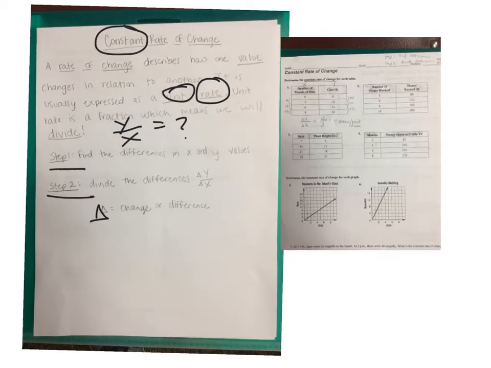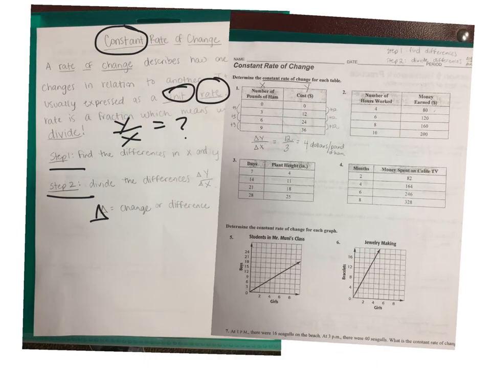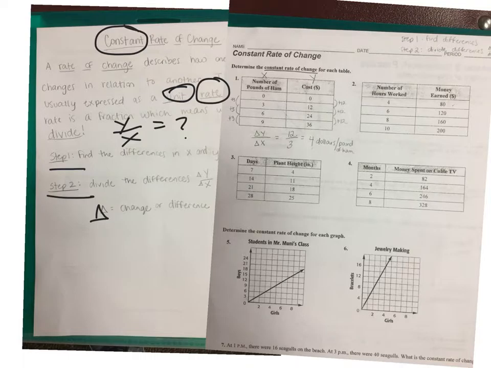All right, so now let's look at the homework that you have. I did the first example, and anytime that we have a chart like this, this is always going to be the X side, this is always going to be the Y side. Okay, so I did the first example, and I will go ahead and do the next one for you if you need help with it.